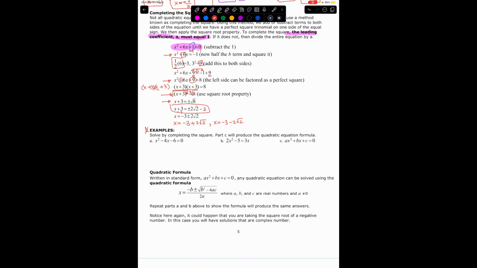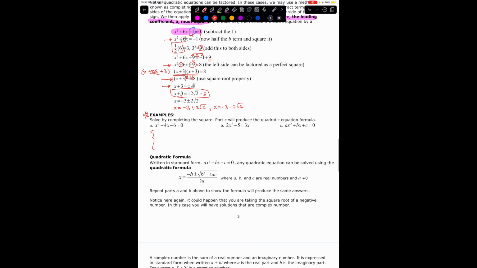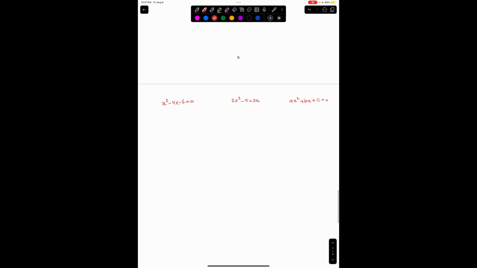Here is some examples. I don't have enough space here to solve using the completing the square method and the square root property. After that, I will do it on a different sheet. I'll go here. We're going to do completing the square.